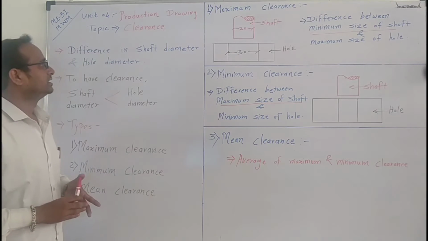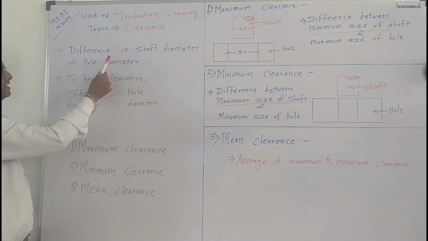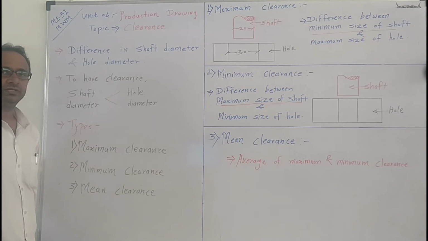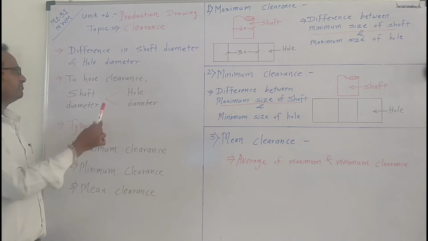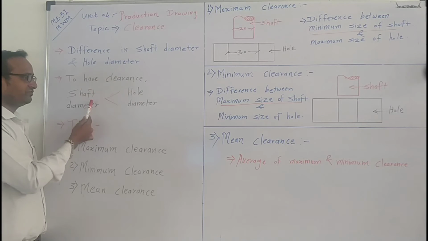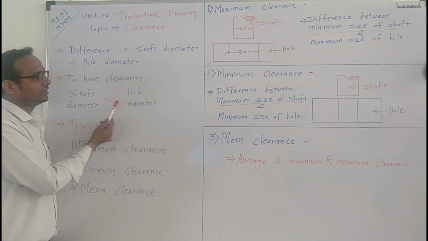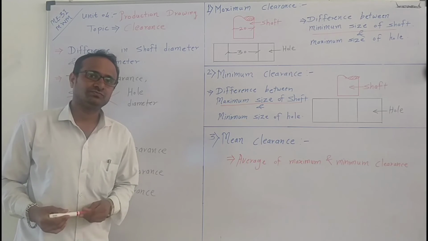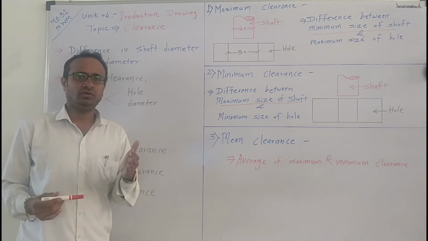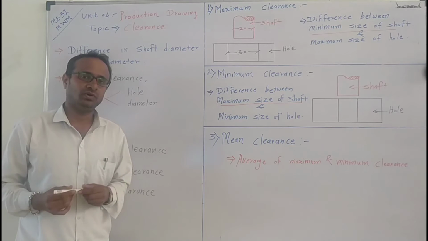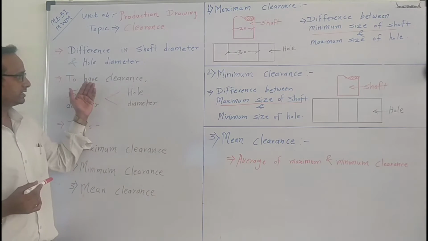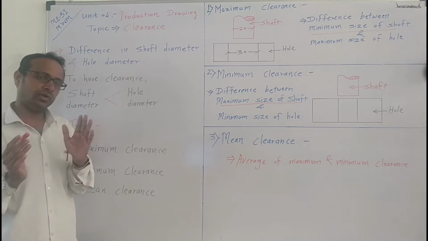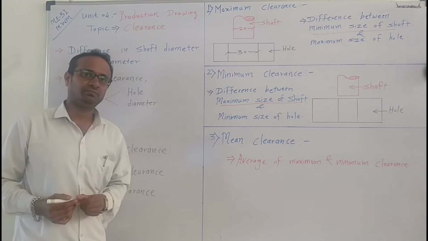So, what is the definition of clearance? It is the difference in shaft diameter and hole diameter. To have a clearance, shaft diameter should be less than hole diameter. In matching of two components, for example shaft and hole, the shaft is fitted into the hole, but there should be a clearance, that means the shaft diameter is somewhat less than the hole diameter.